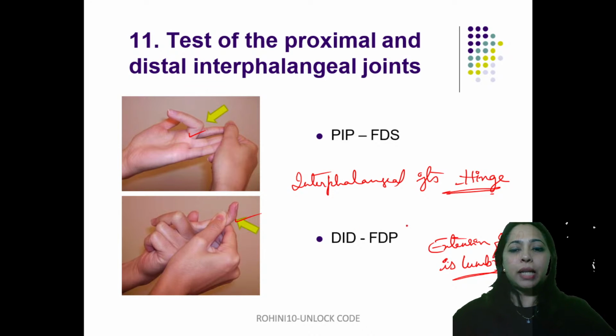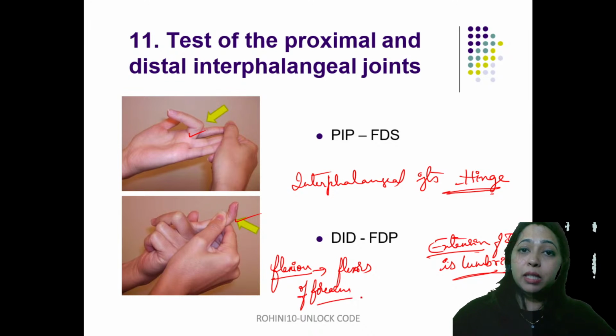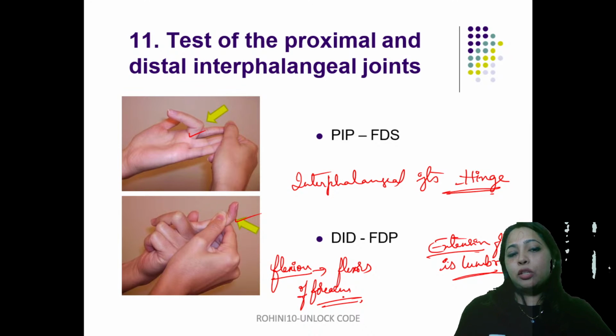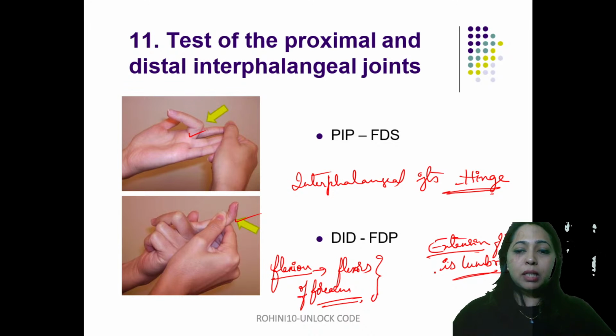Okay, these are all done by lumbricals, extension. And flexion, what you can see here, is done by those flexors of the forearm, respective forearm. So here it is the index finger, so it is flexor indicis that does the flexion. Okay. So that is done by flexors and extension is done by lumbricals.